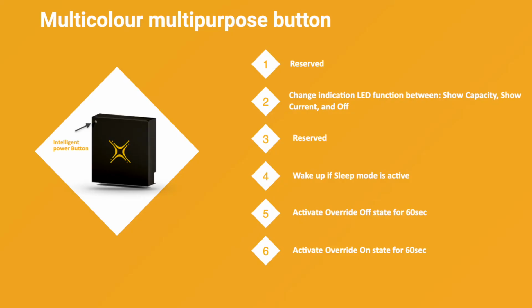Now, let's look at the Intelligent Power button. As a standard, the button is set to display state of charge based on color. While displaying state of charge, it will also show you if the battery is charging or discharging based on the direction the color is fading. If the light is fading out or towards you, it is charging. If the LED is fading into the battery, it is discharging.